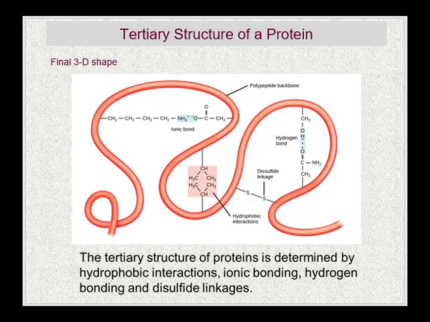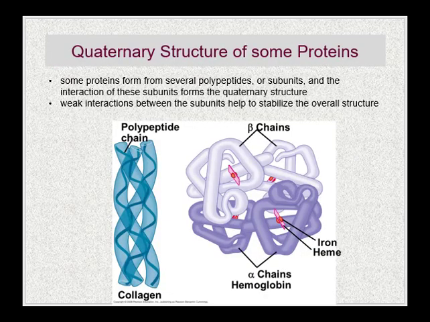For example, R groups with like charges will repel each other, and those with unlike charges will be attracted to each other. These interactions, weak or strong, will determine the protein's final three-dimensional shape. In nature, some proteins will form several polypeptides or subunits, and the interaction of these subunits will form the quaternary structure. Weak interactions between these subunits help to stabilize the overall structure.